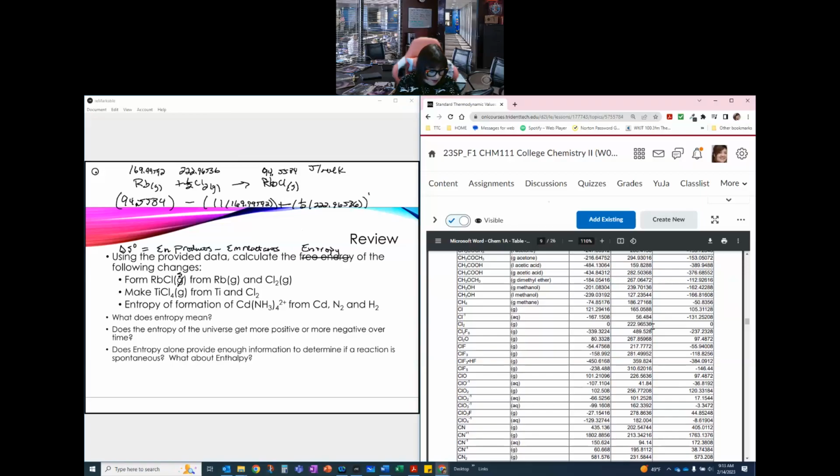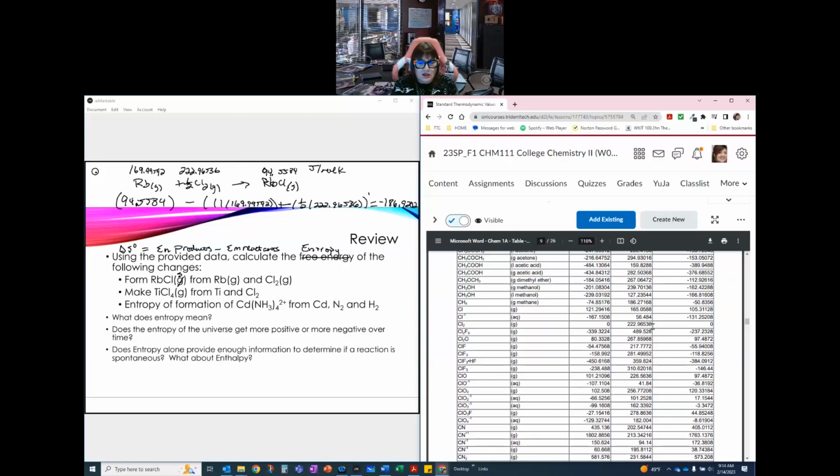I have 94.5584 minus the sum of 1 times 169.99592 plus 1 divided by 2 times 222.96536. And that gives you negative, and if my math is right, negative 186.9202. Okay, and again, that's joules per mole Kelvin.